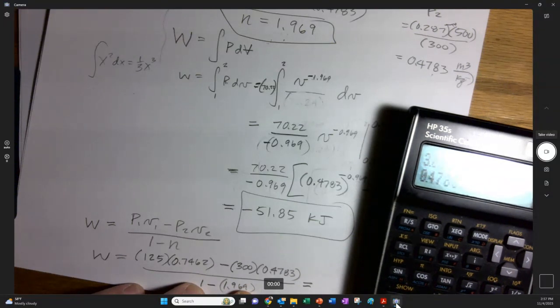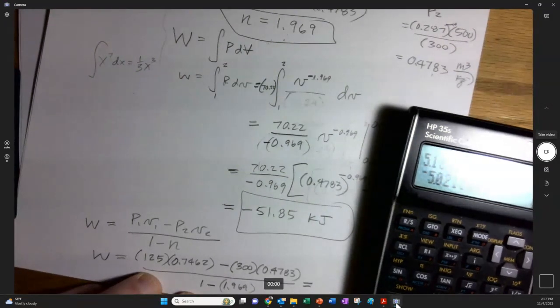300.4783 times, and you subtract them. Ooh, that's interesting. I didn't think I would get a negative value, but it did. And then just divide by negative 969.